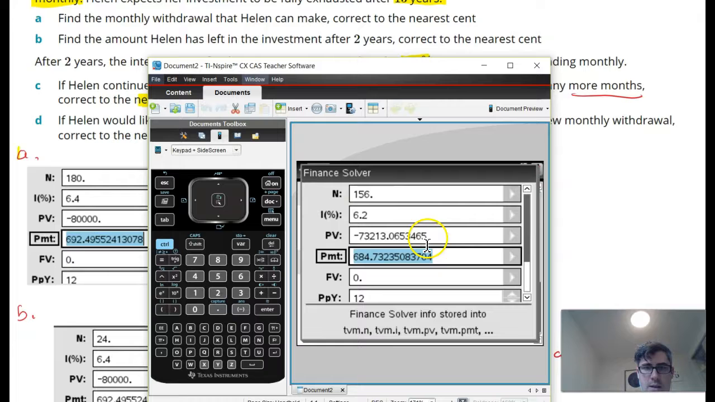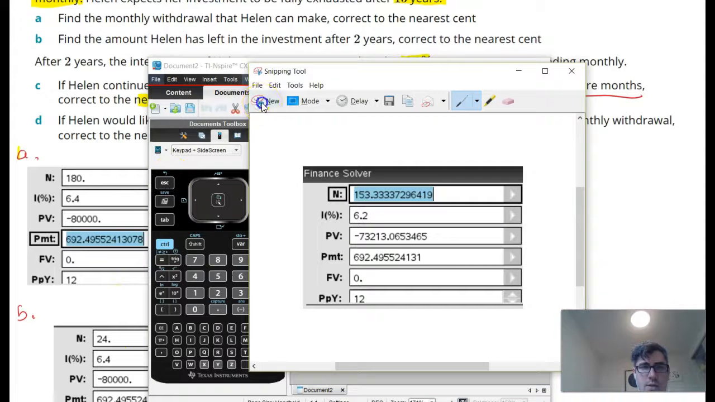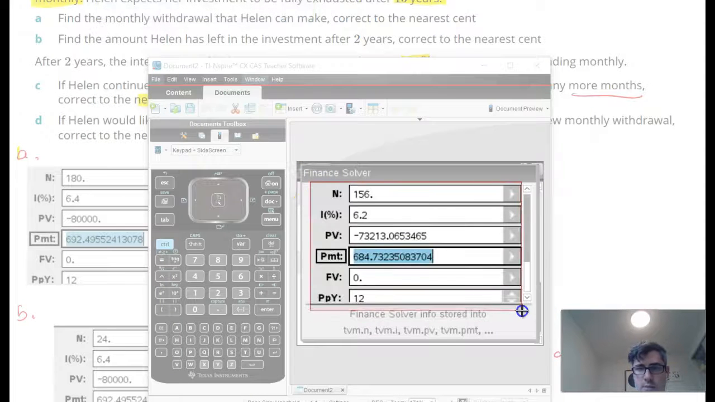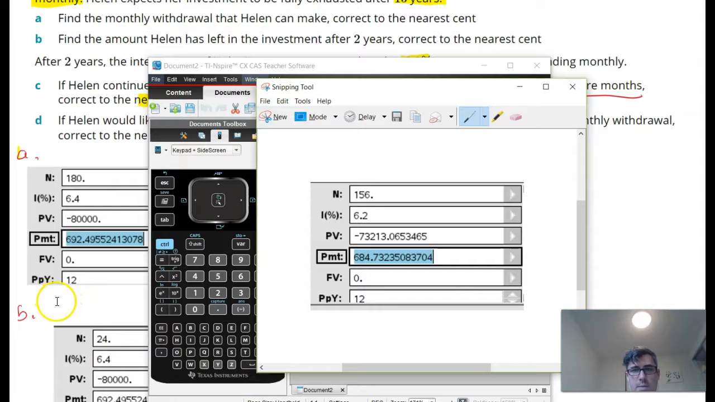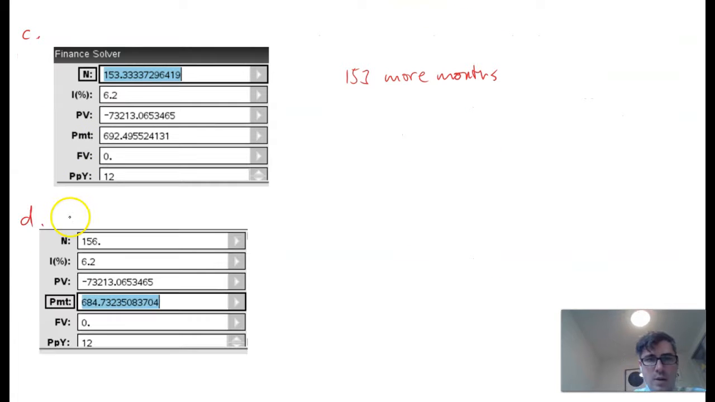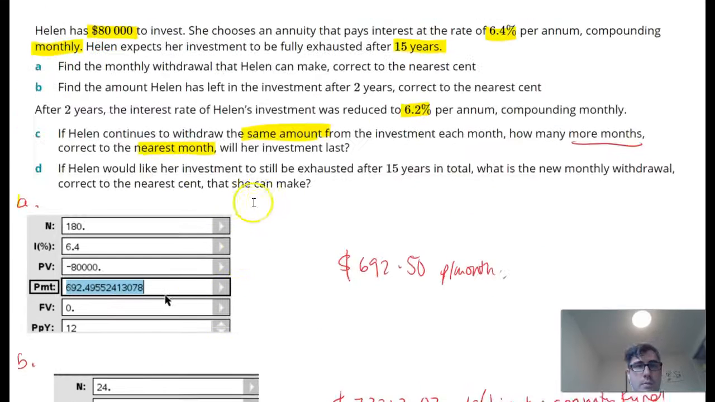The PMT is the unknown, and that's what she's allowed to withdraw if she wants it to last that long. So if she wants to go for 156 more payments, she's got to reduce her withdrawals slightly. Alright, so just to remind you that that was 15 lots of 12 minus 24, because already 24 months had passed, and that will give you the answer, okay, and that's how you do it.